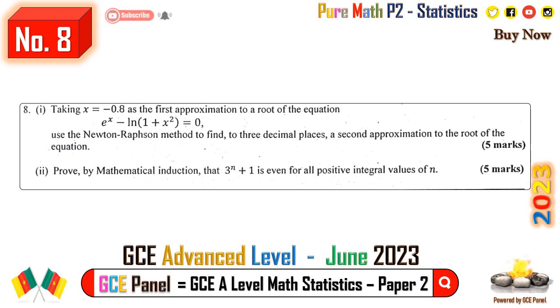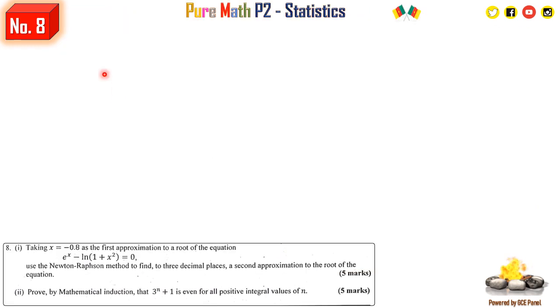Now, let's hit this question hard. In this question, we are taking x equals negative 0.8 as the first approximation of the given equation. We will apply the Newton-Raphson method to find to 3 decimal places a second approximation of this root. So our x0 is negative 0.8, and let g of x be equal to the equation that has been given: e to the x minus ln(1 plus x squared).